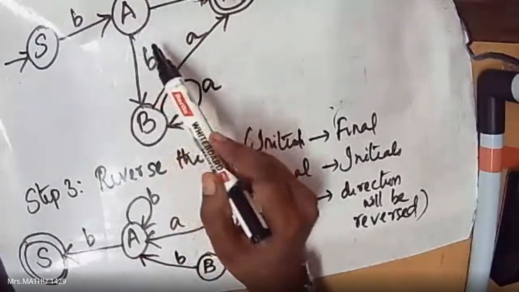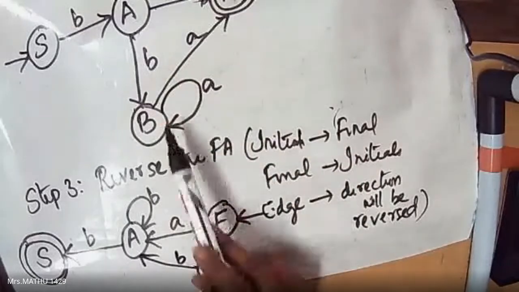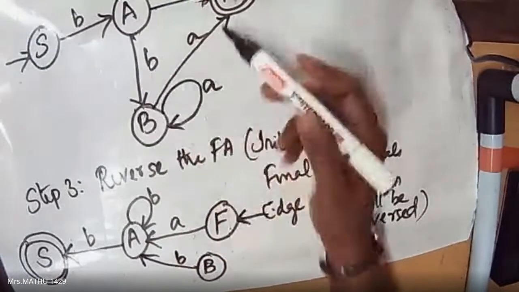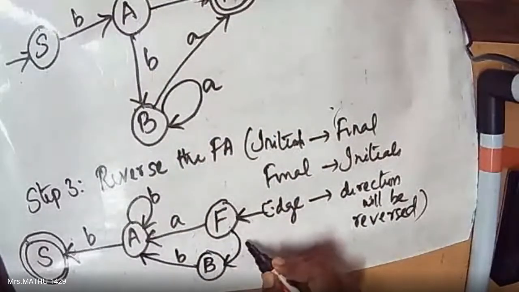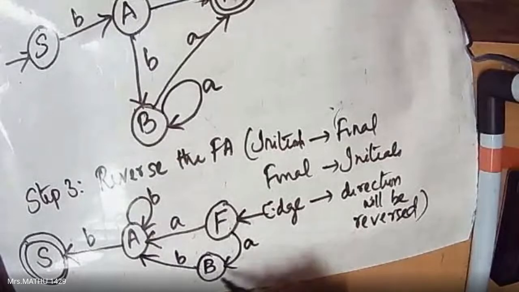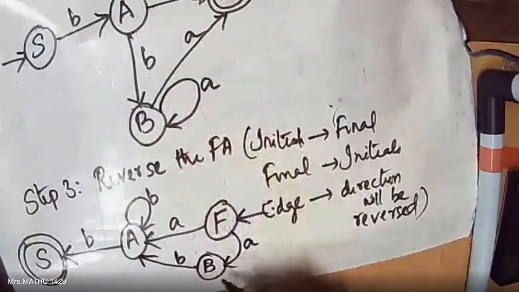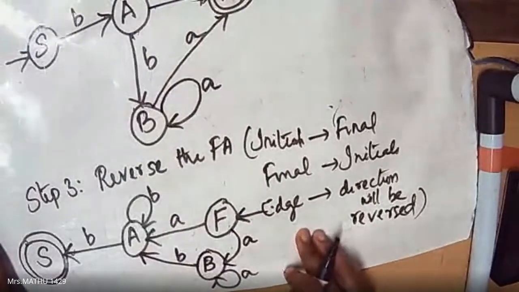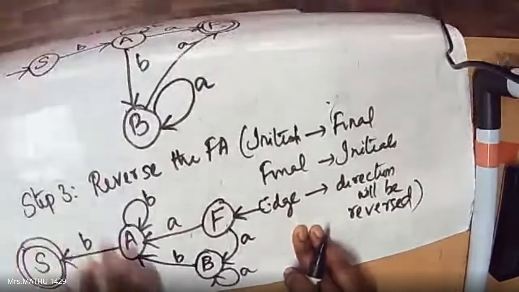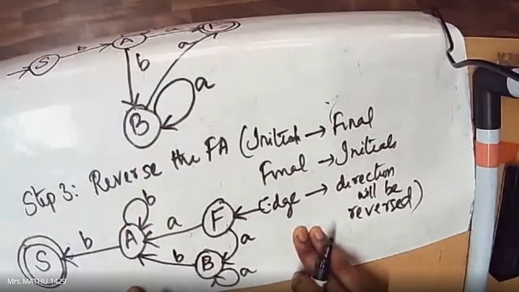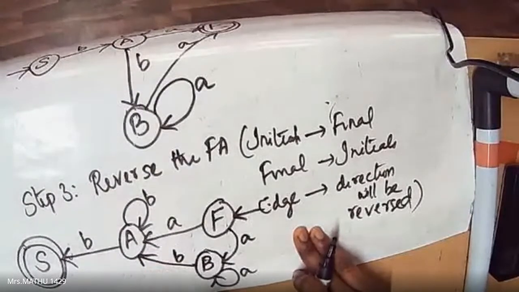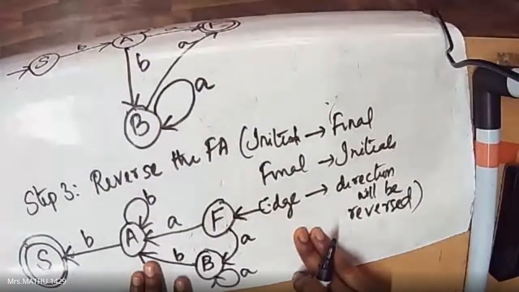Okay, so instead of the edge from A to B, we have to make it B to A with the same input symbol. And instead of B to F, it has to be F to B. Then we also have another self loop here, so that can be drawn as it is. So now this is the finite automata that we have for the left linear grammar. This is the final output, the finite automata converted from a left linear grammar.